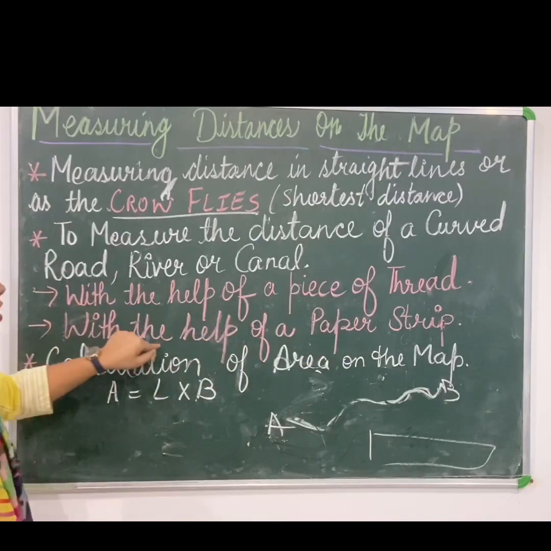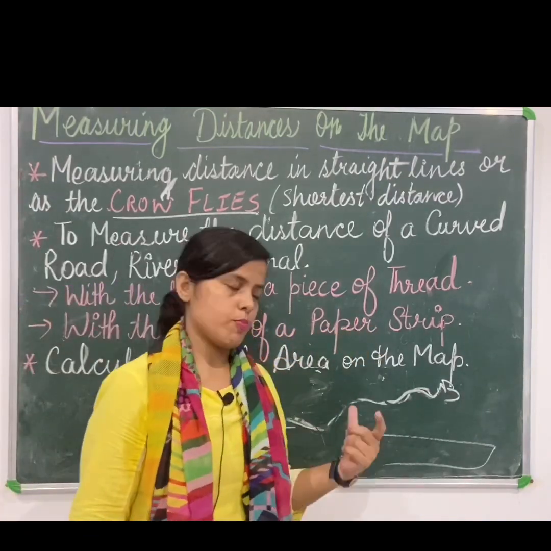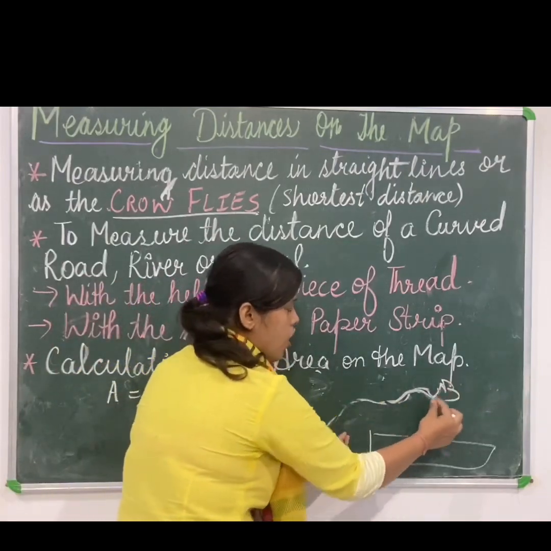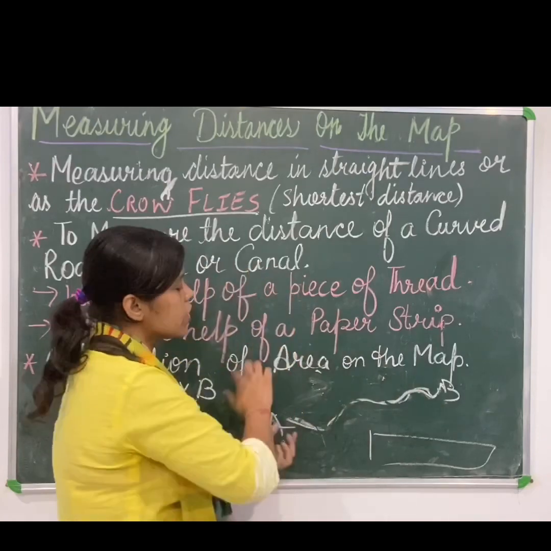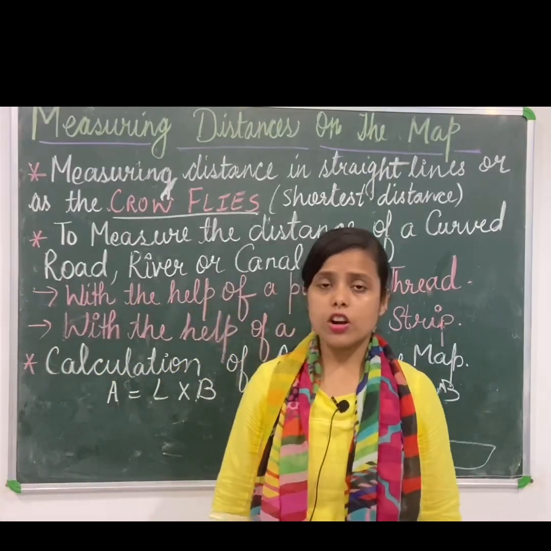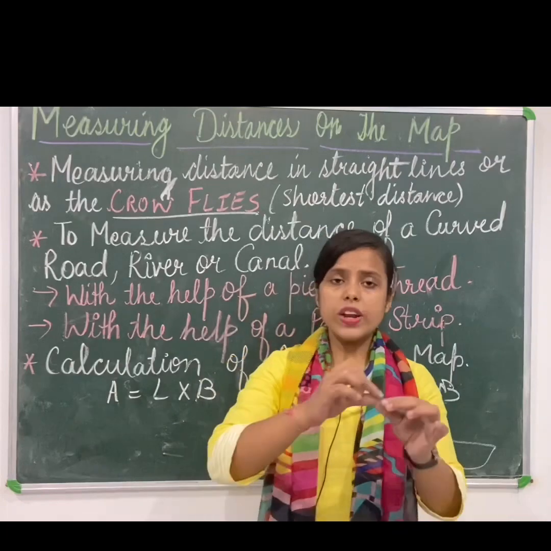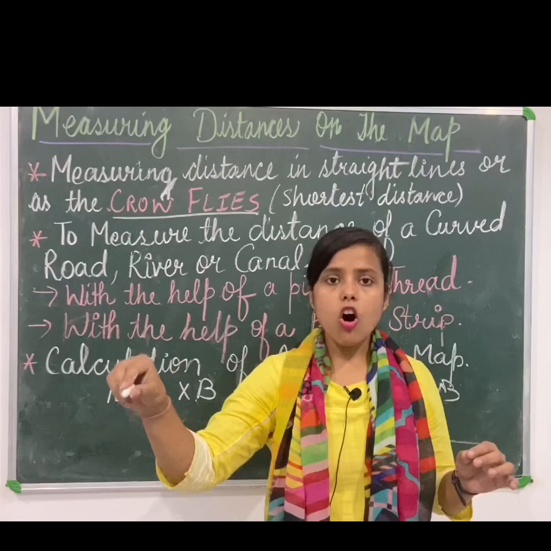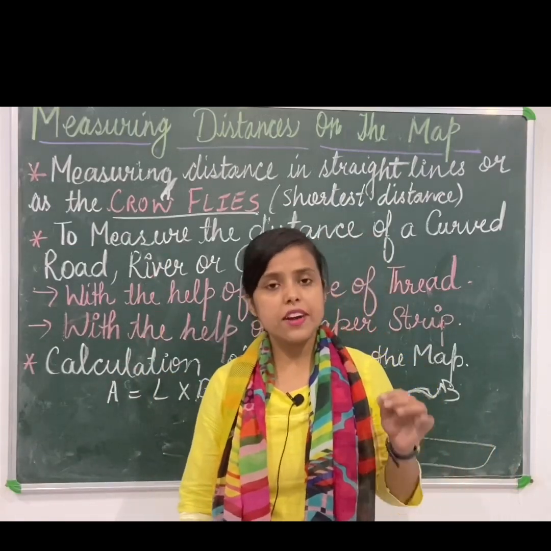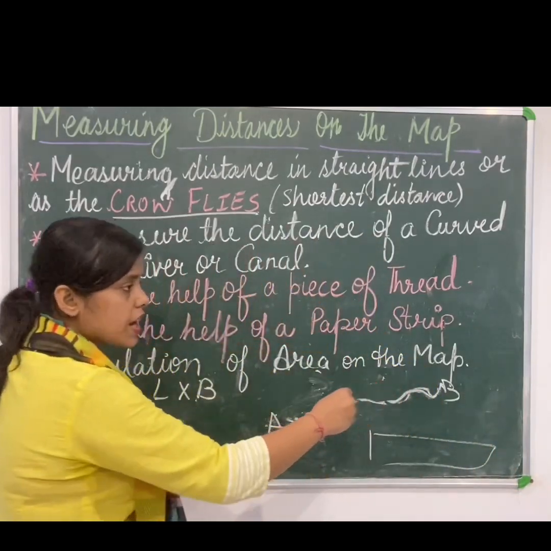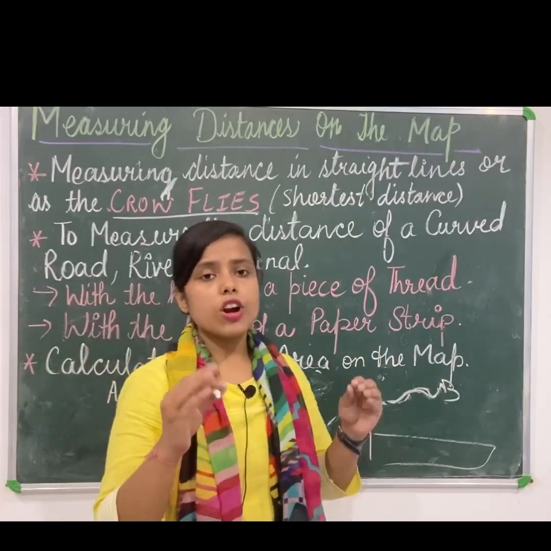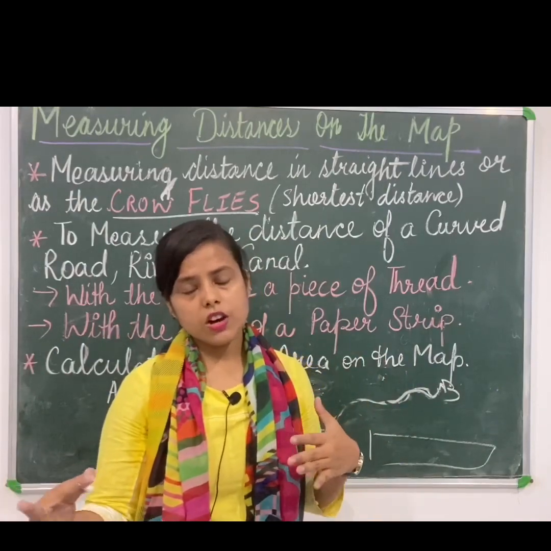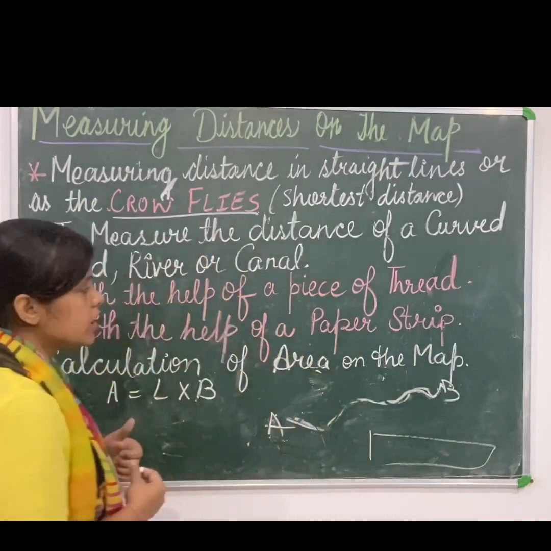Now next is with the help of a piece of paper or a paper strip. Same thing, that paper strip you will take and place in the form of that curved road or curved river, whatever distance you want to measure. You will keep that piece of paper in that format and put a mark on the end of the strip of paper, make it straight, keep it on the scale, and whatever distance you get on the scale, convert that into kilometers according to your linear scale.